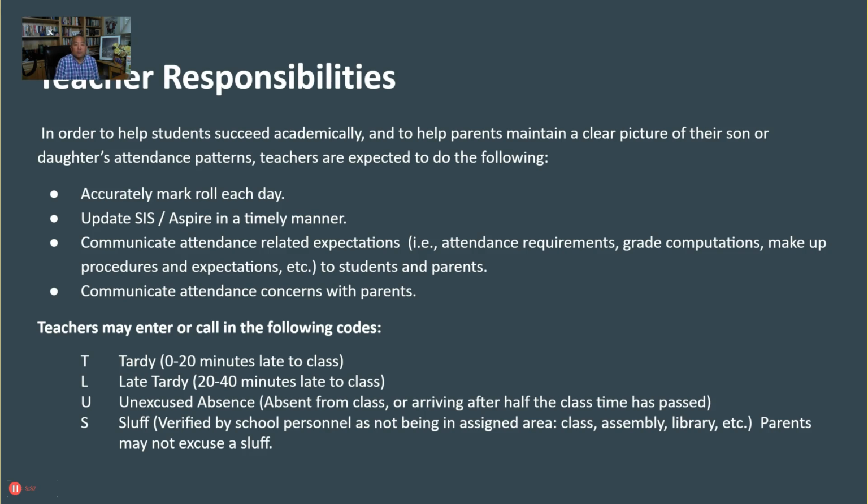Just to highlight, you can be tardy if you're 0 to 20 minutes late. In my class, I'm looking for you to be to class on time. A late tardy is 20 to 40 minutes, and an unexcused absence is a U, and a slough is if you're supposed to be somewhere with me at an assembly or in class and you ditch class, then you're going to be marked with a slough. And I also notify the attendance office.